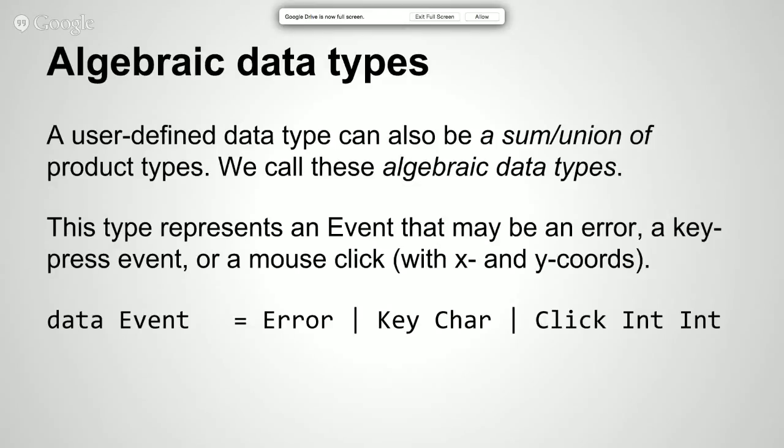So an algebraic data type can also be a sum or union of product types, including the nullary or the unary product type. And the whole set of things together we call algebraic data types. So here's a type that represents an event. And that event could be an error. It could be a key press event, which is going to have a char associated with it, which is what key was pressed. Or the third constructor is a click with two integers, which are the x and y coordinates of where the click happened.